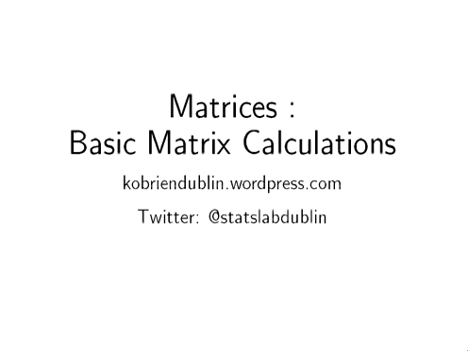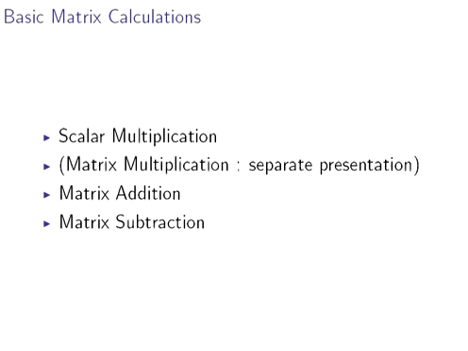In this presentation, we're going to look at basic matrix operations that we would encounter. Now, here's a list of them here. The first one we're going to deal with is scalar multiplication, which is a very simple type of multiplication. There's another type of multiplication in studying matrices, called matrix multiplication, and we're going to deal with that in a separate presentation because it's much more complex than scalar multiplication. We're also going to look at matrix addition and matrix subtraction.